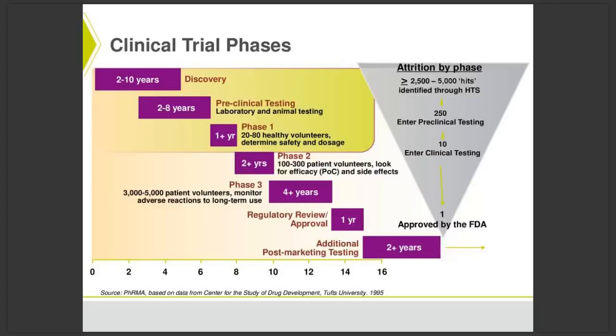What this slide is basically supposed to represent is that this process is lengthy, and the attrition is very, very high. You're going to see maybe 2,000 to 5,000 target hits, basically making their way down to about one that actually gets approved by the FDA. And our focus is generally more on the clinical phase testing rather than the discovery or preclinical testing. But we're going to go over each part of the puzzle in the coming slides.